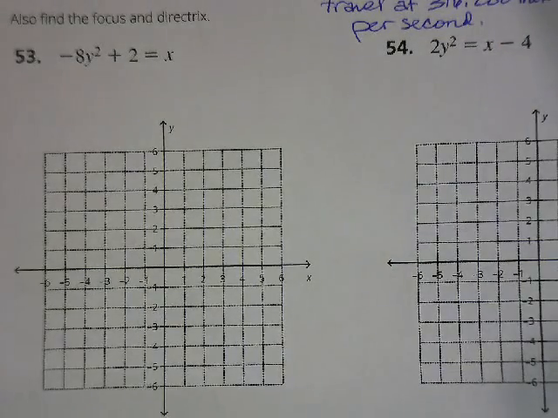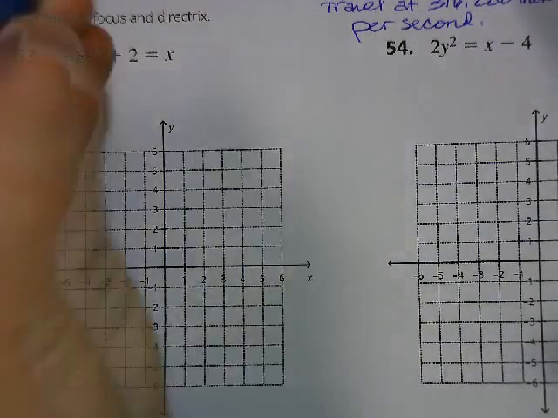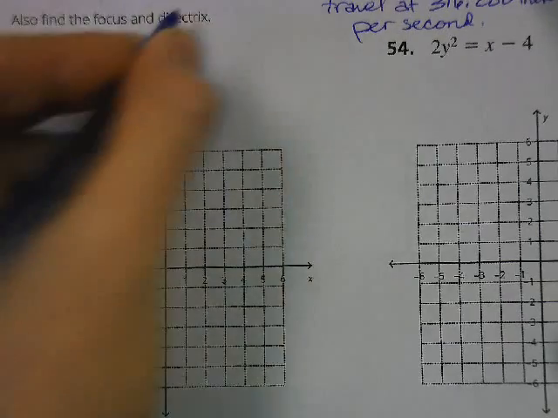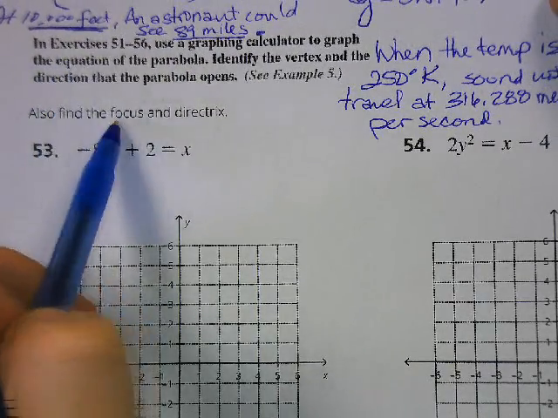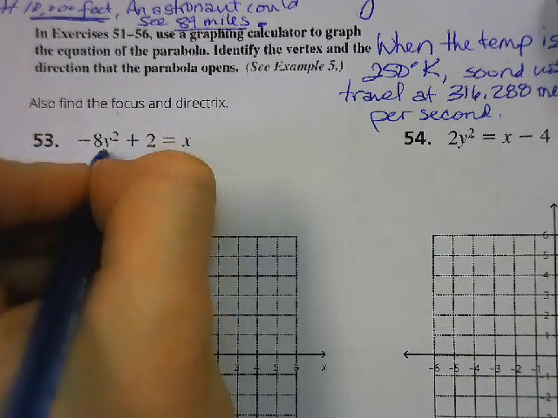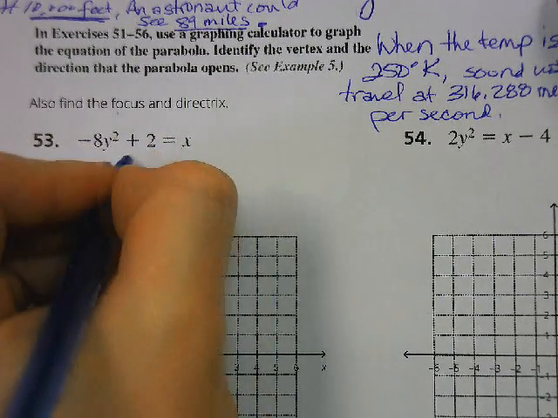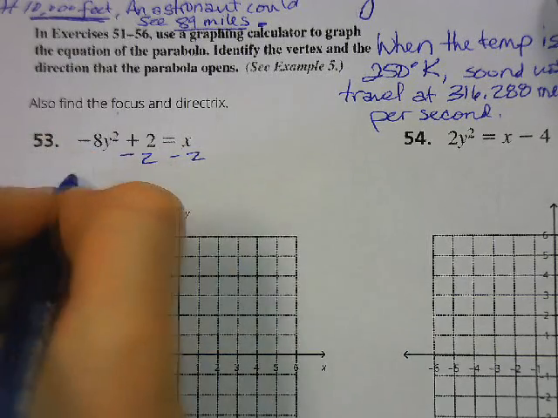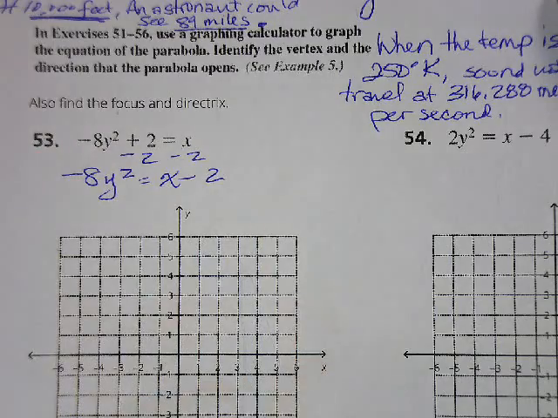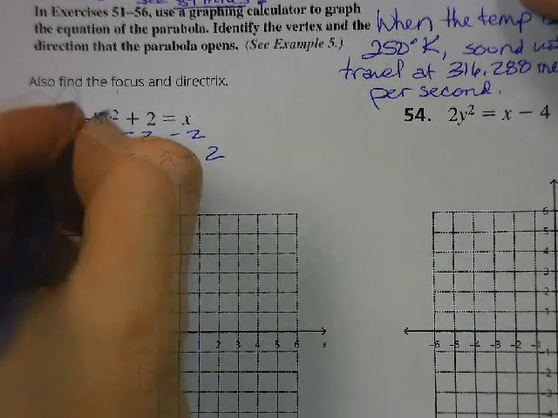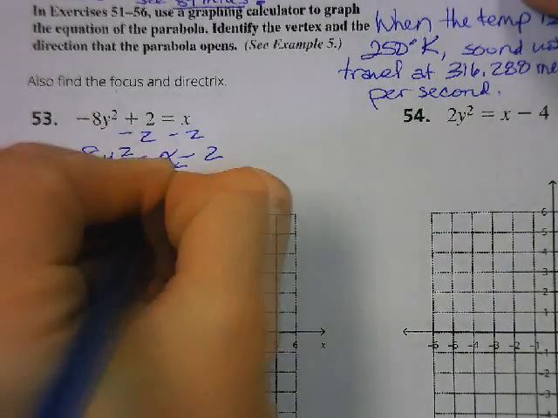Alright guys, so we're going to work on number 53 next. What we want to do is, to solve these out, you need to look for y. Right now it's solved for x, it just needs to be solved for y. Subtract 2 from both sides, you get negative 8y squared equals x minus 2.